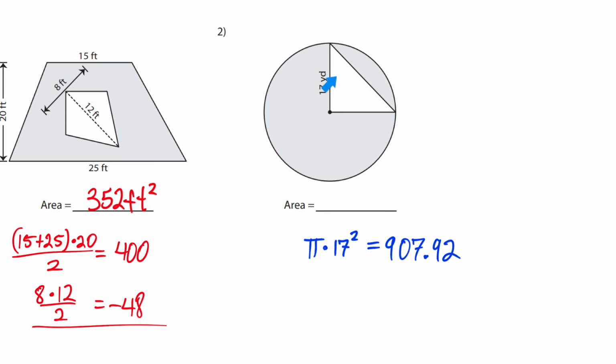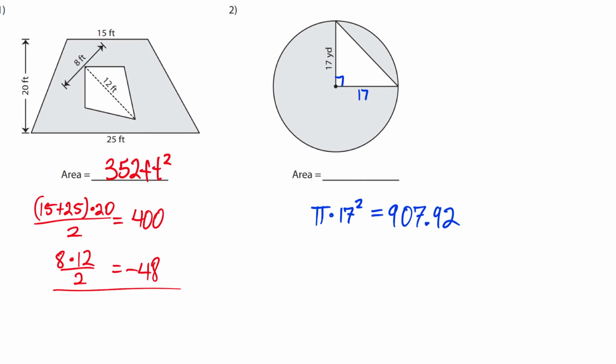Okay, so if this is 17, how long is this one right here going to be? 17. It's going to be 17 because they're both the radius of a circle. And I guess we're going to assume that that's a 90-degree angle right there. So that's my base and height of that triangle. So how do I find the area of a triangle? Base times height divided by 2. Seventeen times 17 divided by 2 is what?